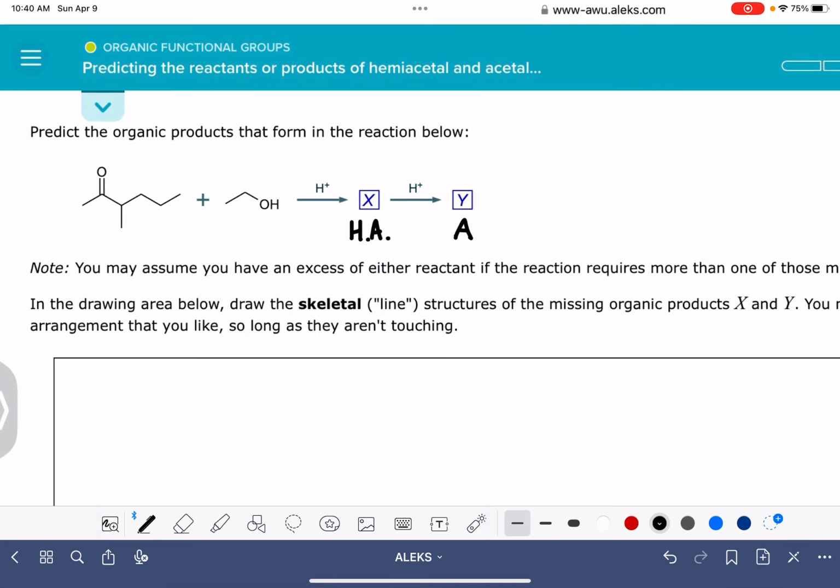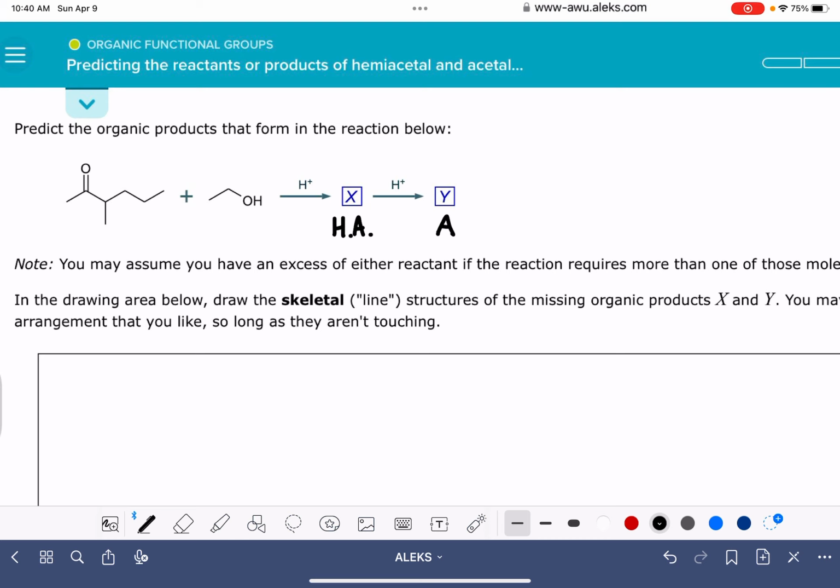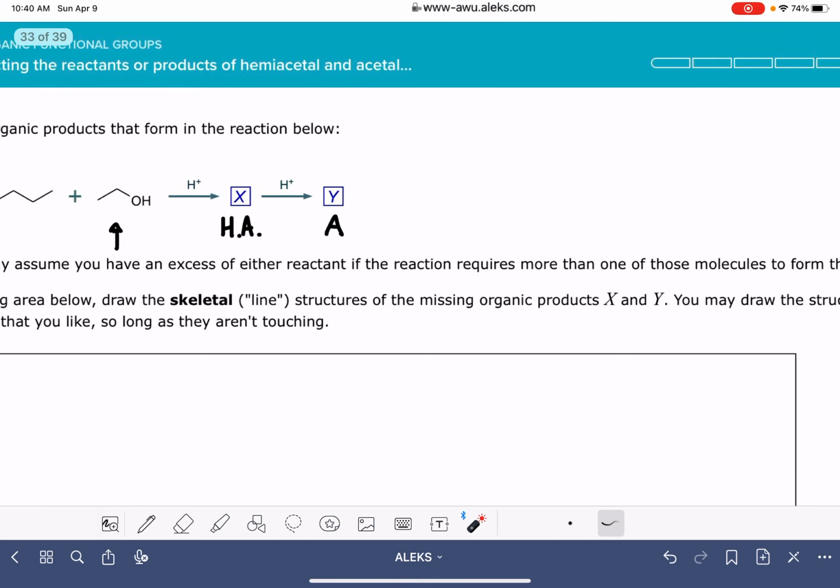It does have a note here that says you can assume that there are as many alcohols as you need for this reaction to work. So even though it doesn't tell you that there are two of them in the problem, it says there's plenty of them. This version of the problem wants us to draw two structures in this space down here. It wants us to draw the structure of the hemiacetal X and the structure of the acetal Y.